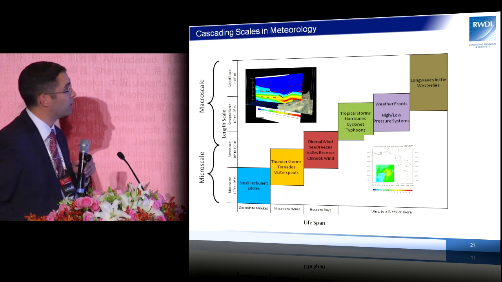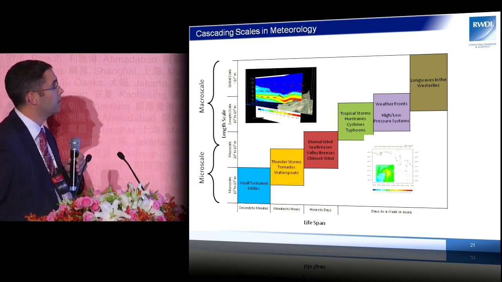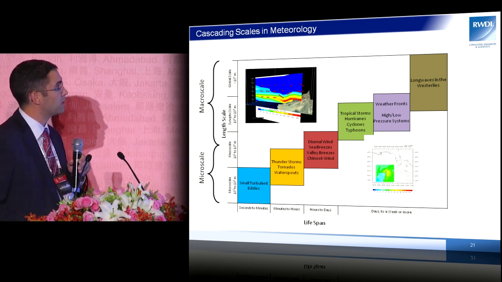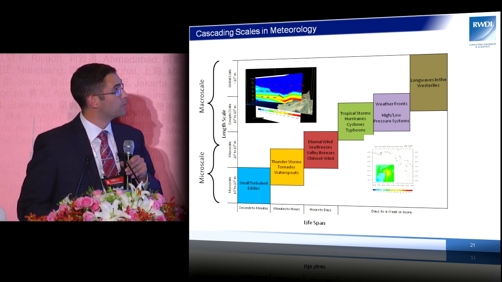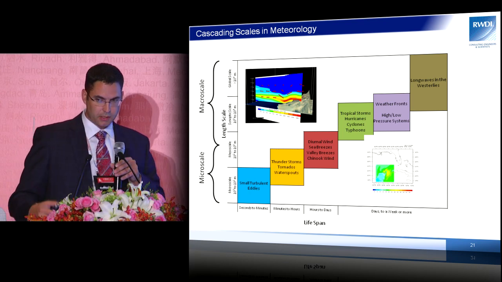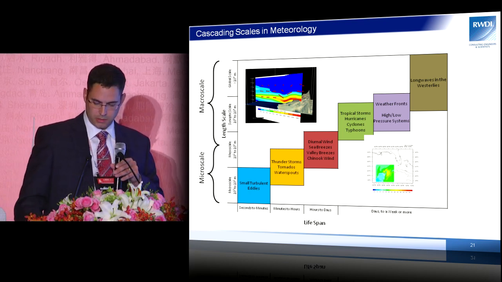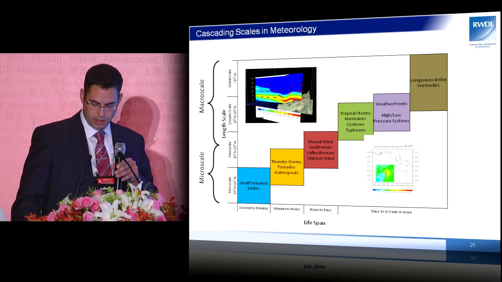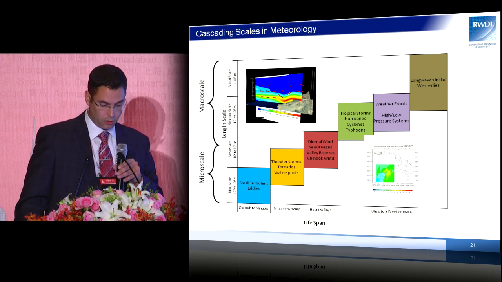And this is an example of a sea breeze effect, actually a land breeze effect for this particular one, that we studied for a project in the Middle East. And then into the bigger scales, we get into tropical storms, weather fronts, and then very, very long waves, so sort of global scale events.